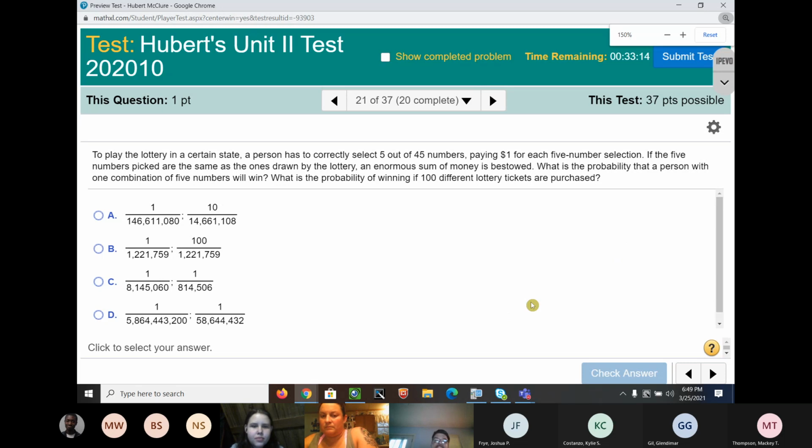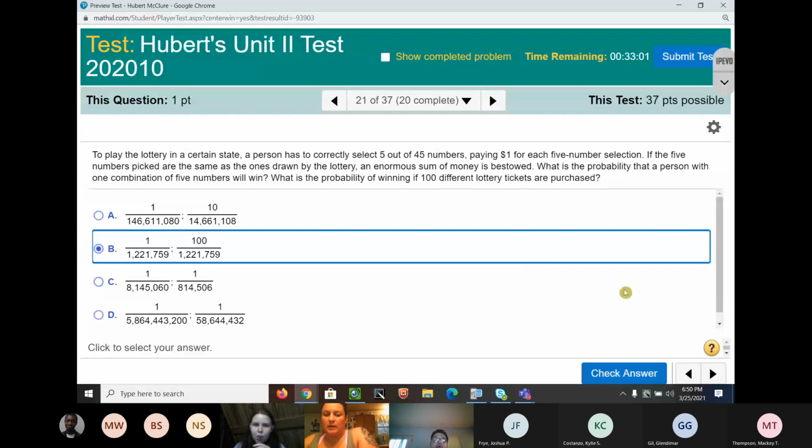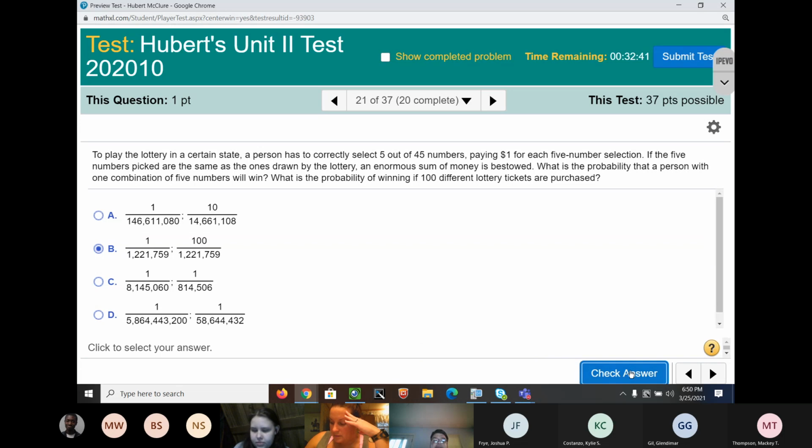So somebody tell me what the answer is. Alpha, Bravo, Charlie, or Delta? Bravo. It's Bravo. It's the only one with 1 and 100 in it. And when you do 45 combination 5, do it in your calculator. Tell me what you get. 1,221,759. That's your answer.